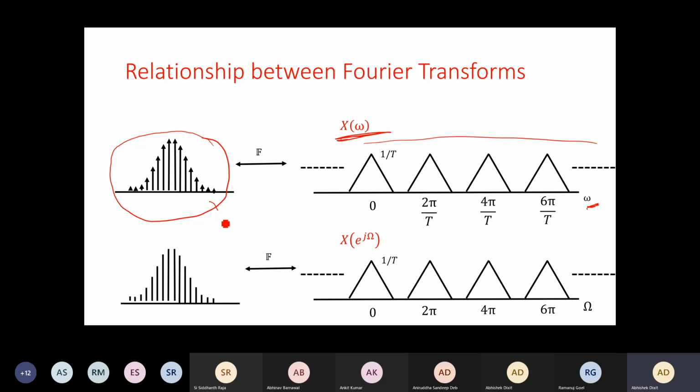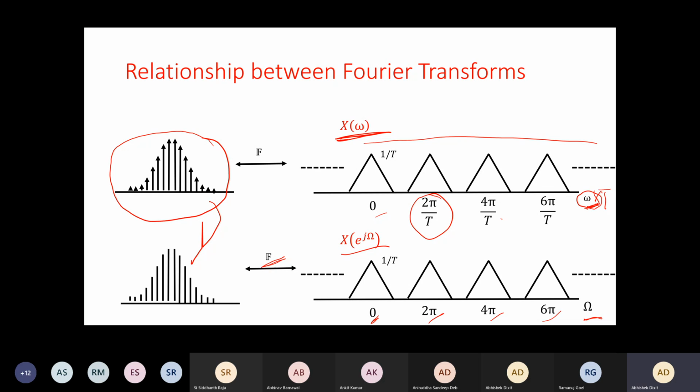Now, if you just store the weights of these impulses, and if you want to calculate its Fourier transform, it is given by X(e^{j omega}). And we are plotting this versus omega. What should we do? Omega is this omega times T. So the 0 transposed to 0, this 2 pi by T is transposed to 2 pi, 4 pi by T transposed to 4 pi, 6 pi by T transposed to 6 pi, and so on and so forth. Because we have to multiply this omega with T. That's it.